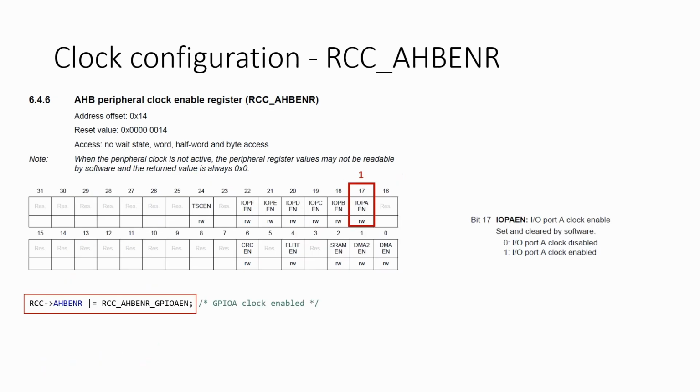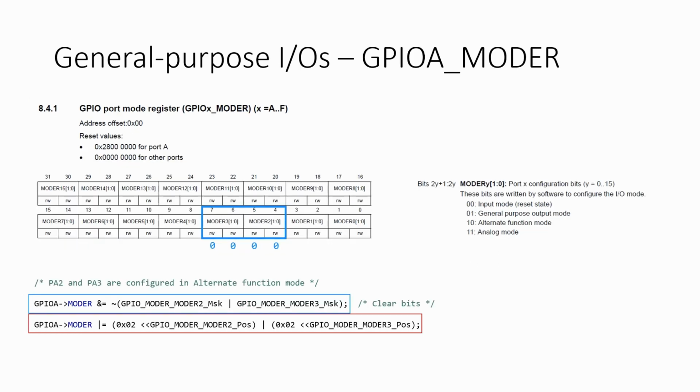In the AHB peripheral clock enable register, you need to enable the GPIOA clock by writing a 1 into the bit 17. The pins PA2 and PA3 have to be configured in alternate function mode. You only need to write a value of 2 in MODER3 and MODER2. I recommend you to always take advantage of the macros already defined within the STM32 libraries.